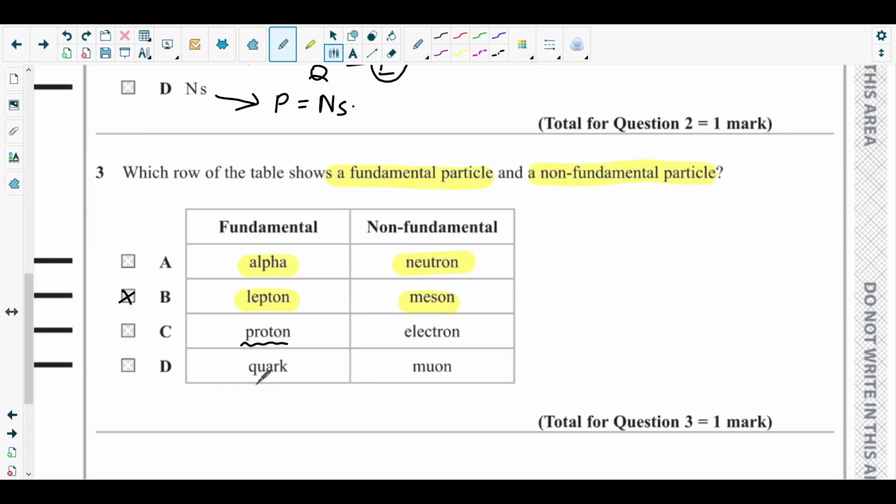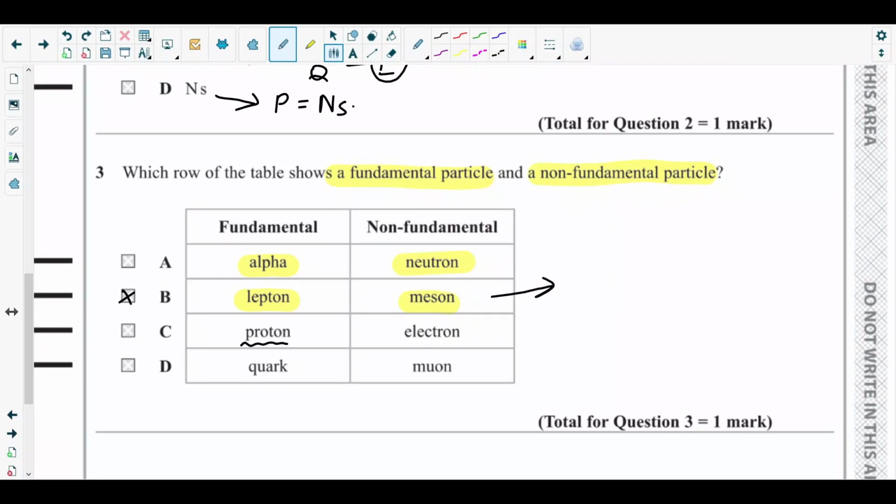Quark is a fundamental particle. A non-fundamental particle, it says muon is a lepton, so muon is a fundamental particle, but muon is under the non-fundamental column, so D is not the answer. So the only possible case is option B, which is fundamental particles are lepton and non-fundamental is meson.